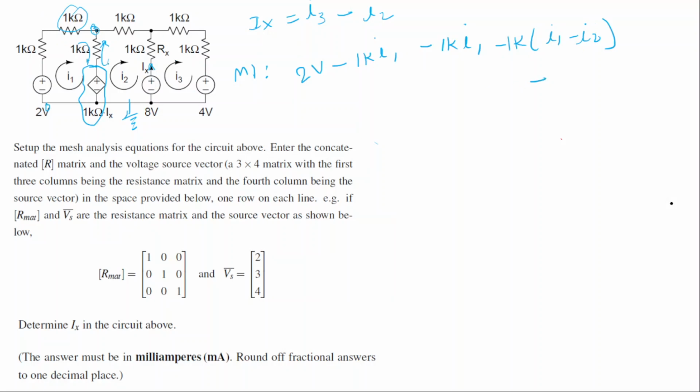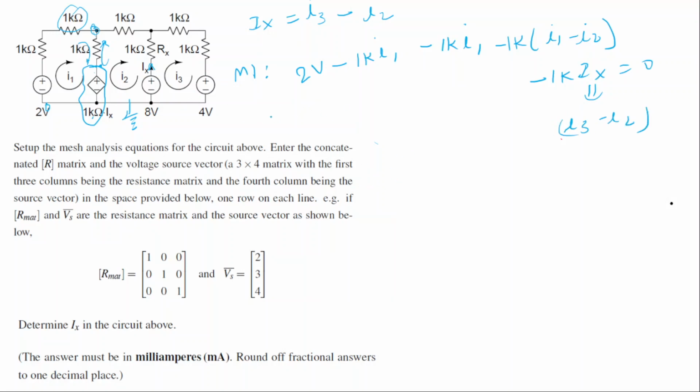Then minus, from here to here there is a drop, because the positive sign is positive voltage and the negative sign is negative voltage. So from here to here the voltage drop is 1k times Ix. So this is minus 1k times Ix equals 0. What is our Ix? We replace Ix with I3 minus I2.